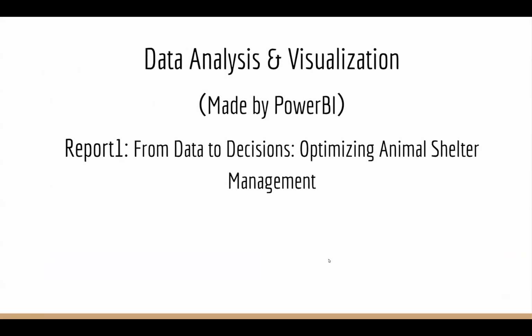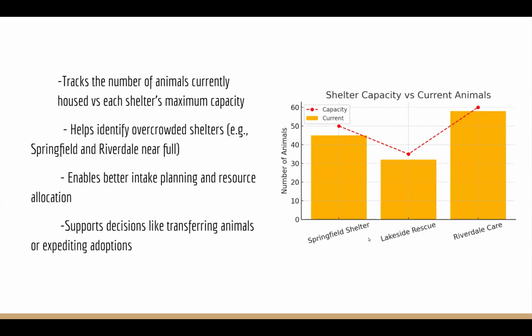Next page, please. Hey, I'm going to talk about the data analysis and visualizations. My report is more focused on the business value and optimizing animal shelter management. Next page, please. So my point here is to track the number of animals currently housed versus each shelter's maximum capacity, and help identify overcrowded shelters like Springfield and Riverdale, near full, and enable better intake planning and resource allocation, and support decisions like transferring animals or expediting adoptions.